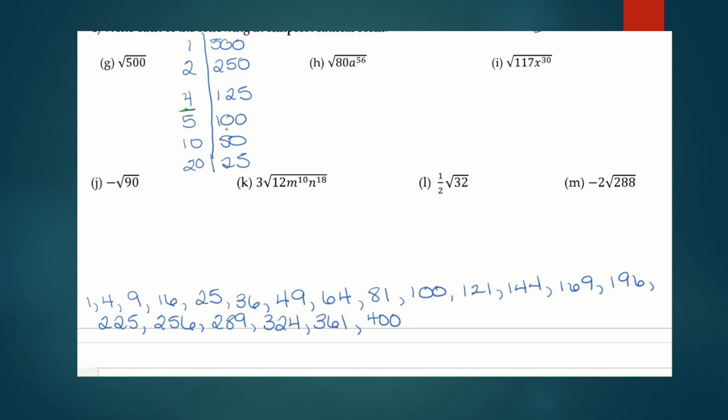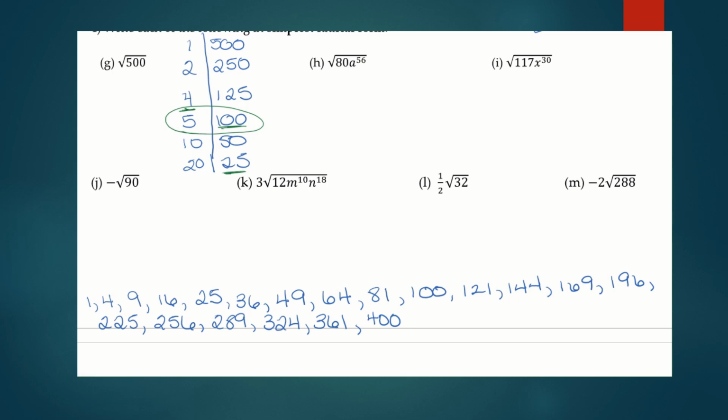Okay, so now looking at these factors, I'm going to pick out all the perfect squares. So 4 is a perfect square, 100 is a perfect square, and 25 is a perfect square, if you notice our list below. So we want to pick out the largest perfect square when we're trying to simplify square roots. So the largest perfect square I see is 100.